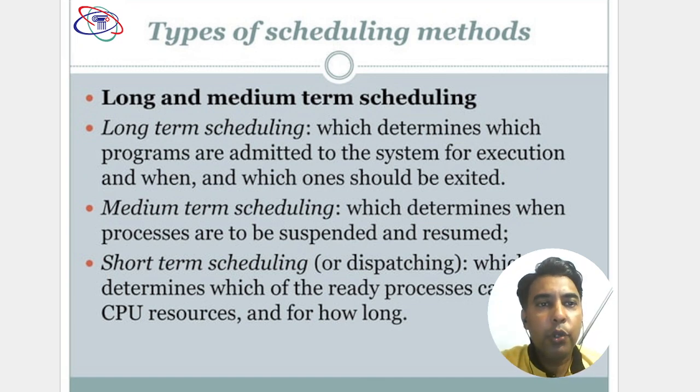Another criterion for CPU scheduling methods: there are three types of scheduling we can say: long-term scheduling, medium-term scheduling, and short-term scheduling. In long-term scheduling, we determine which programs are admitted to the system for execution and when they will be admitted, and which one should be exited or removed from the CPU. The medium-term scheduling determines when the processes are to be suspended or resumed. The short-term scheduling, also known as dispatching, determines which of the ready processes can have the CPU resources and for how long they can hold the CPU resources.